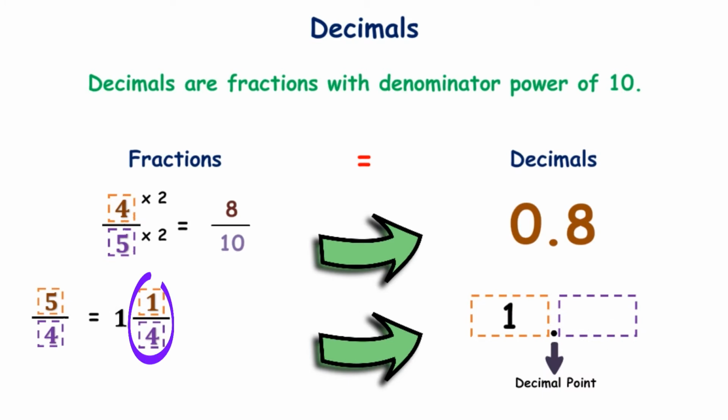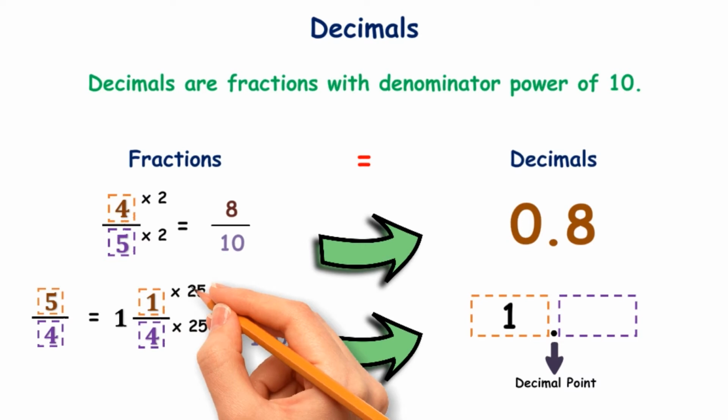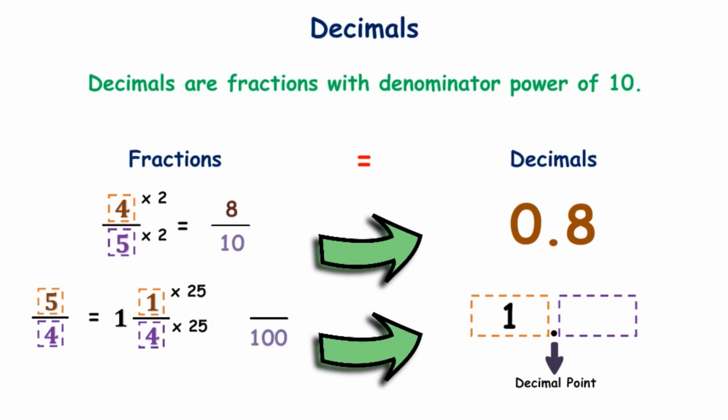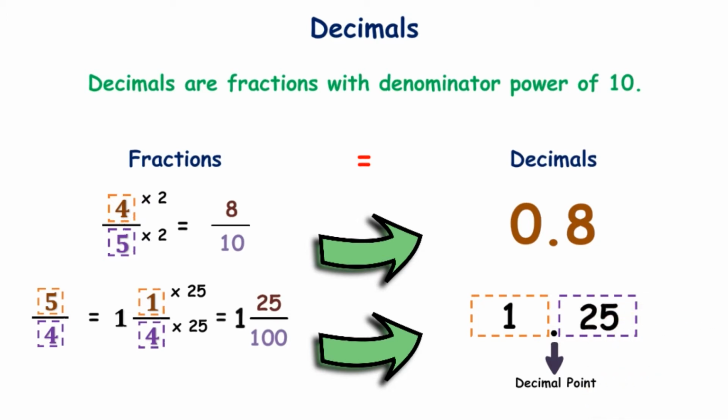Now, to convert 1/4 into decimal, the denominator should be the power of 10. Here, 10 is not a multiple of 4, but 100 is a multiple of 4. By multiplying the numerator and the denominator by 25, 1 times 25 equals 25. 4 times 25 equals 100. Now, 25/100 can be written as 0.25. 1.25 is a decimal representation of 1 whole 25/100.